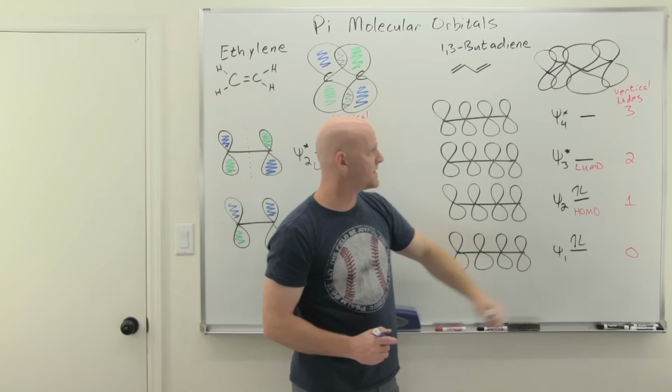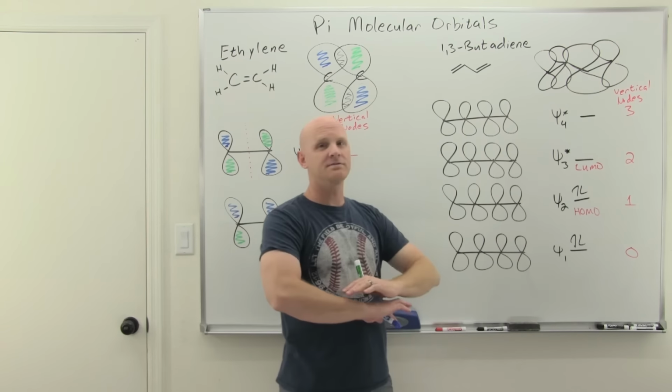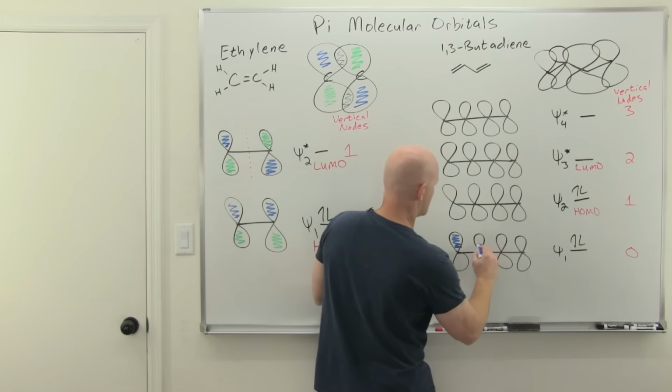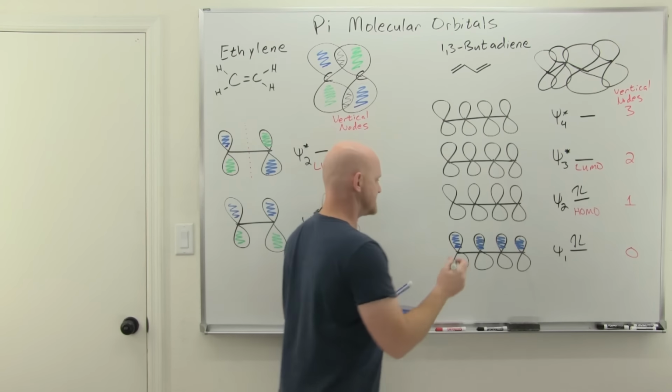All right, so in this first one here, we're going to have no vertical nodes, none whatsoever, and all the wave functions are going to be in phase all the way across. And that's going to be true always of your lowest energy overall molecular orbital for any of these diagrams we're going to draw.